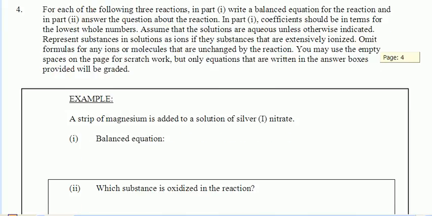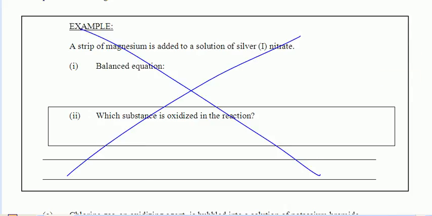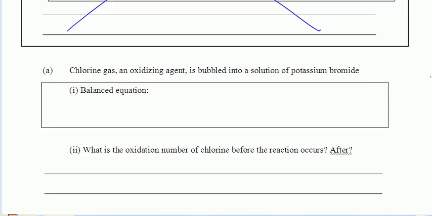This is the non-calculator section. You do not have to do this. This is our standard magnesium example that they're going to give to you every time. Chlorine gas, Cl2, is bubbled into a solution of potassium bromide.